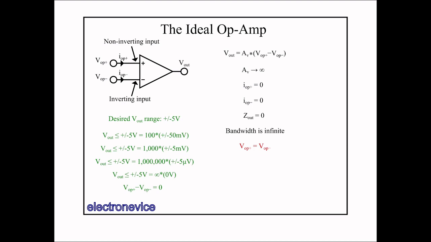So, what does this get us? We know that the two inputs have to be at the same value in order for the output to be finite, but we still don't have enough information to actually calculate Vout.